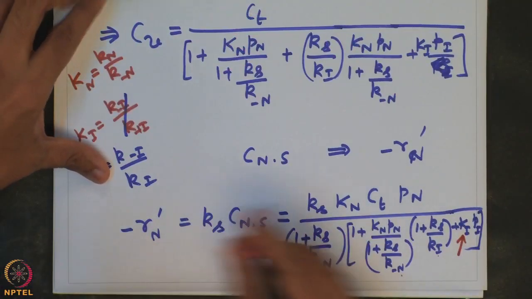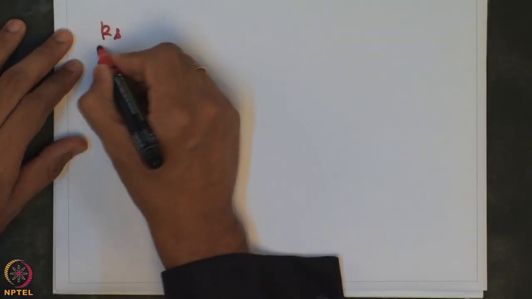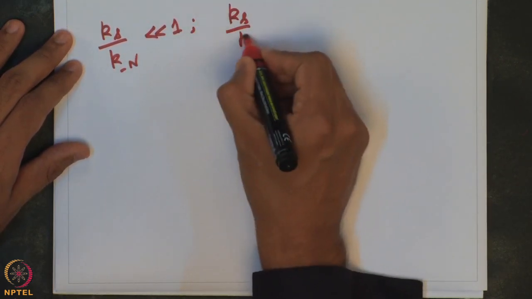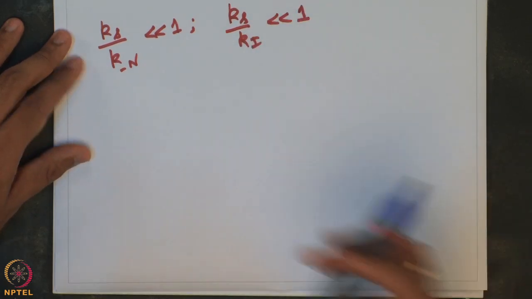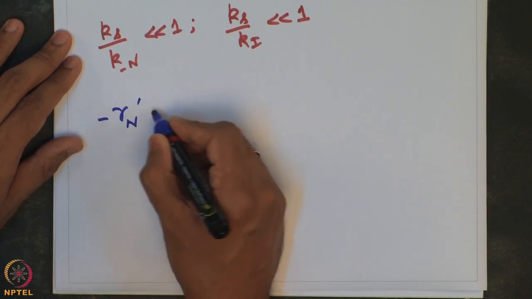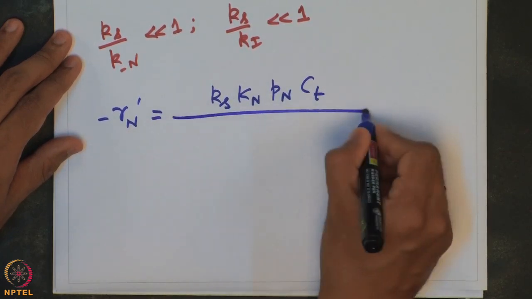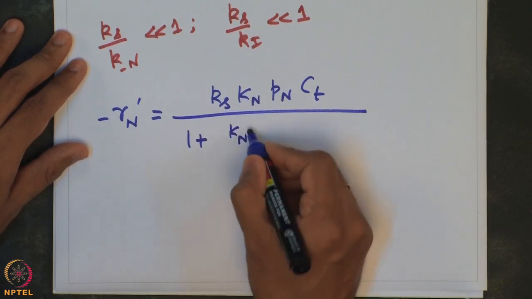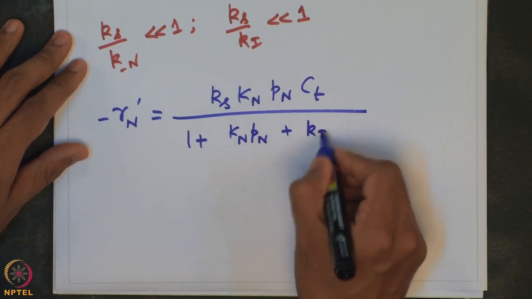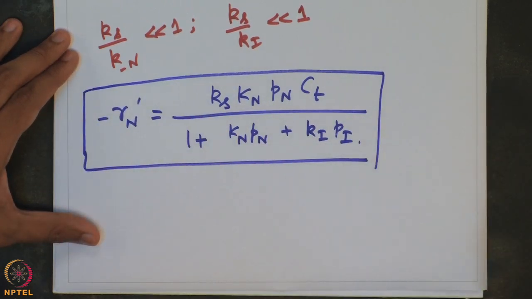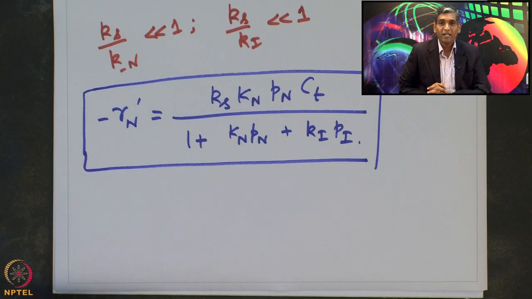Suppose we assume that Ks by Kn is much smaller than 1, and we also assume that Ks by Ki is much smaller than 1, then we will see that the overall rate essentially boils down to Ks, Kn, Pn, Ct divided by 1 plus Kn Pn plus Ki into Pi. So, one can look at such limiting cases, and such limiting cases would tell you what the overall rate law is for different situations.